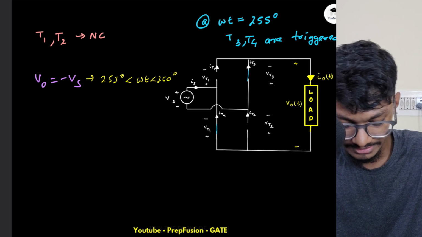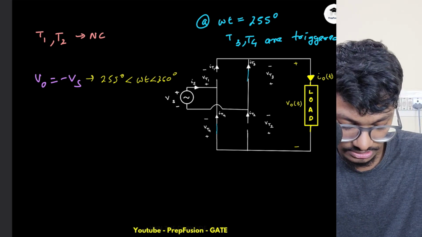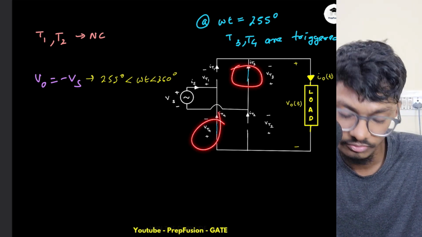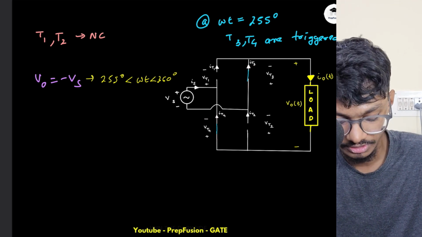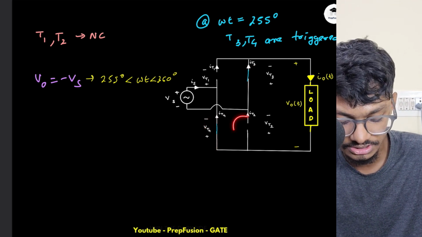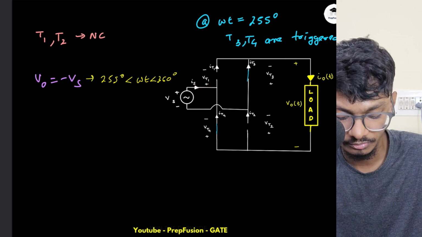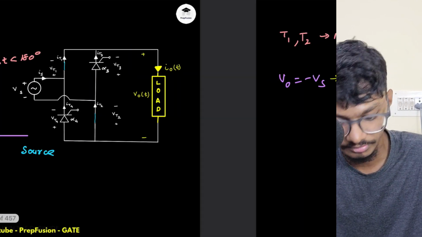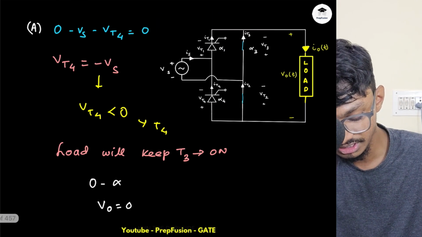Next, what is happening is that at 360 degrees, you will say, sir, T4 and T3 will be naturally commutated. They will be turned off. They will be in the reverse blocking mode, and T2 and T1 will be in the forward blocking mode, and every SCR will be off. That is not possible, because they have said in the question, there is continuous conduction.